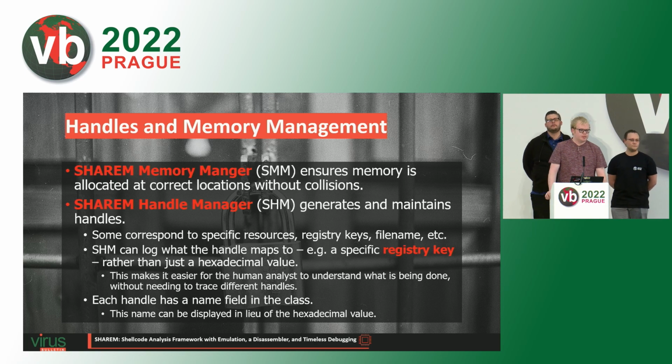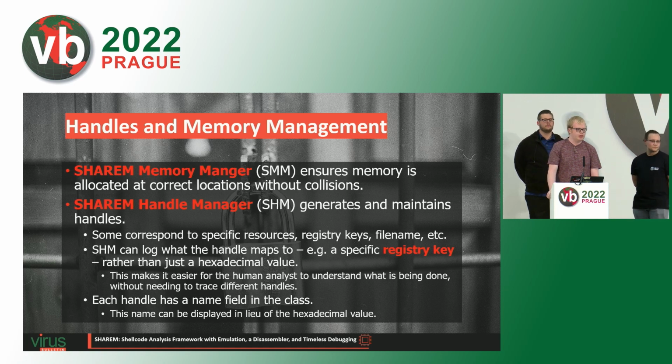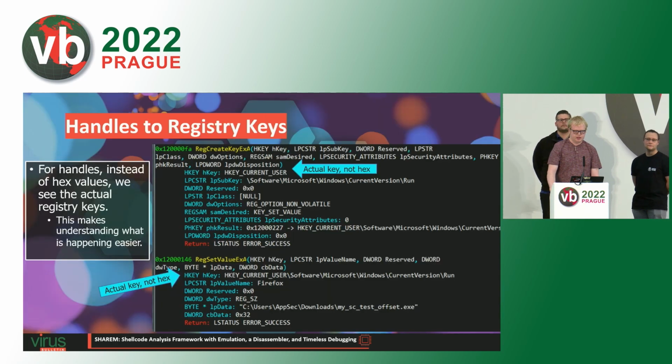The memory manager is responsible for the emulated memory being allocated. It also ensures that no collisions occur between multiple allocations. In addition to the memory manager, we also have a handle manager that is used to map handles to different objects. These objects can be a variety of types, such as registry keys, files, and other resources. If a handle object has a name field, we are then able to show that name instead of the handle ID. In this example, you see that two registry functions and their handles are instead being mapped to the registry paths that are being modified.